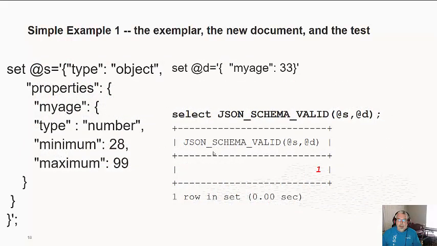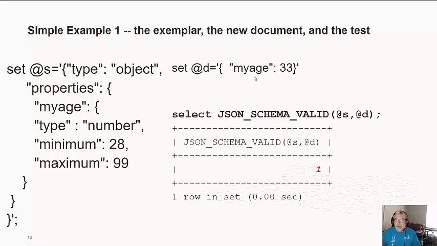So, simple example number 1: the exemplar, the new document, and the test. We've set up a JSON document and we say, okay, we're going to bring in an object. The properties of that object is that it's called myAge. That's the key of it, or what I call the name. And that object is a numeric data type, and it has a minimum value of 28 and a maximum of 99.